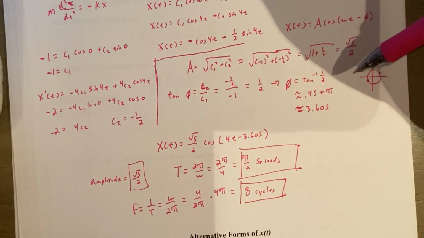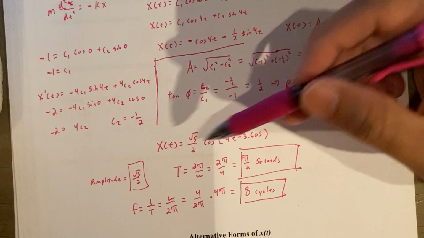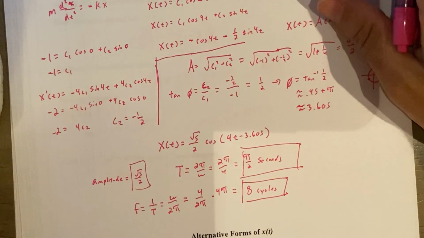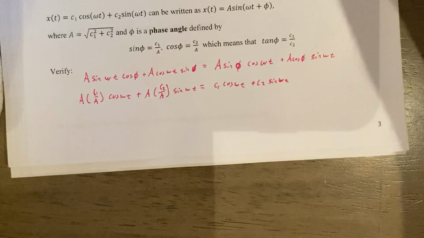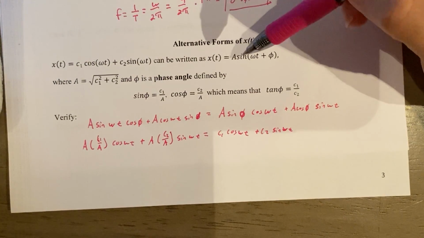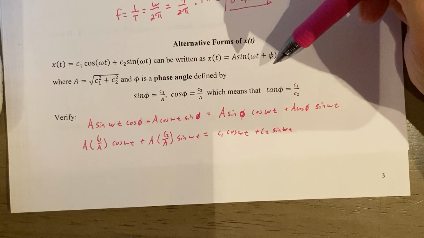Now, again, you didn't have to do all of this. I just wanted to show you how you could change it all to cosine, because all we needed was that amplitude. Now, that leads us to the next one, alternate forms of x of t. I just showed you how you could do an alternate form using cosine. Here's an alternate form using sine.